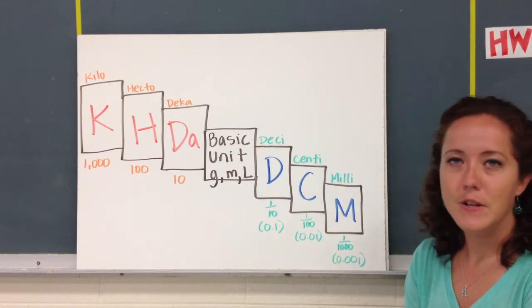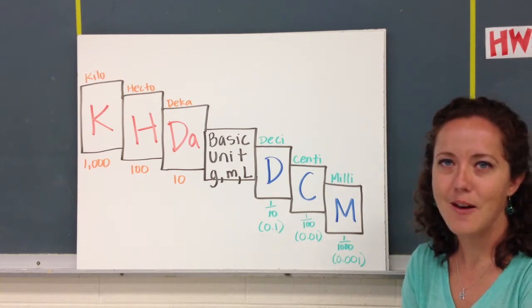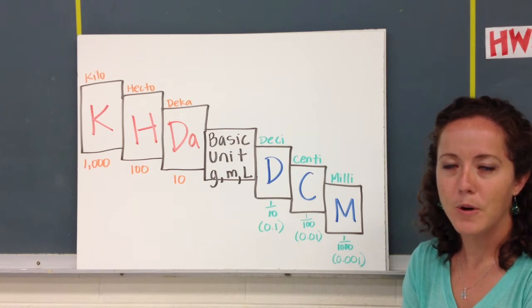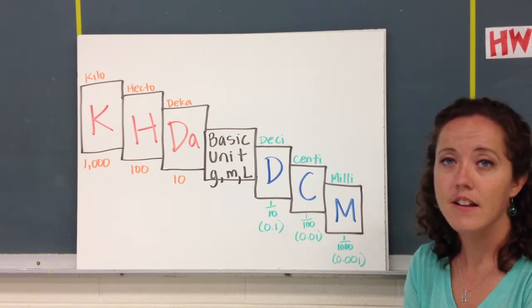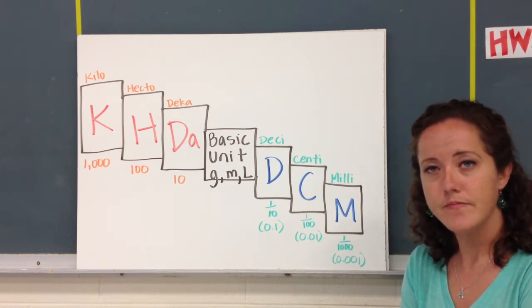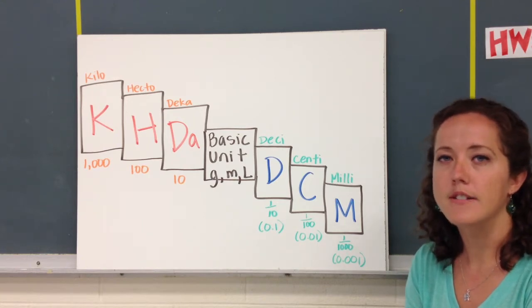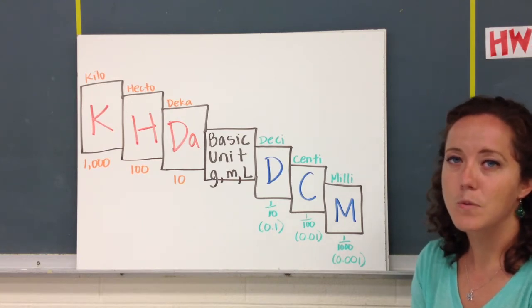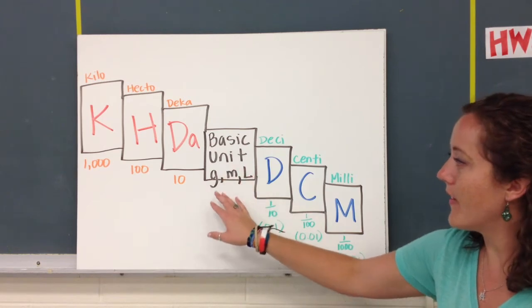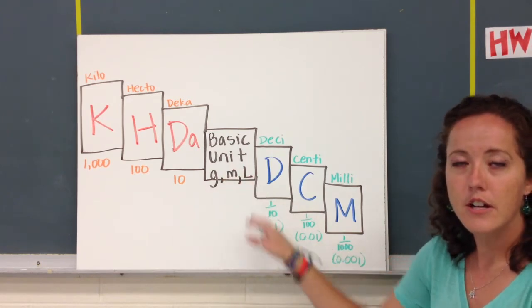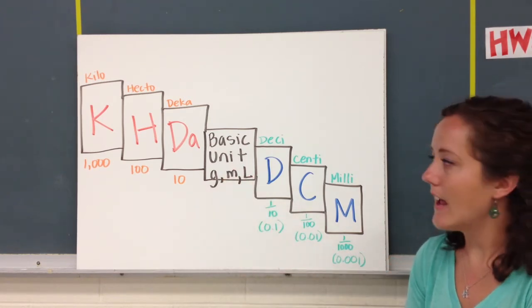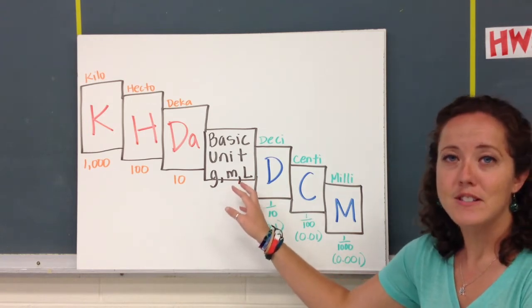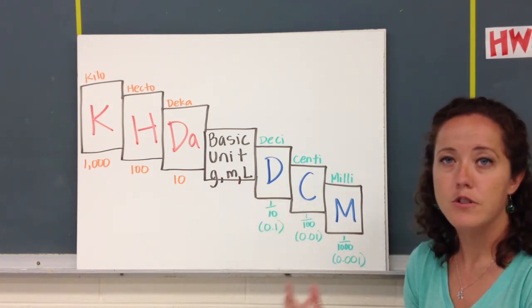So just to review, we use this stair-step method to help us remember the order of the prefixes and what to do with the decimal when we're converting from one type of unit to the next. So in the middle we've got our basic unit, and that would be the gram, the meter, or the liter. We worked a lot with that last week, and these are the units that we add prefixes to when we want to make them either larger or smaller.